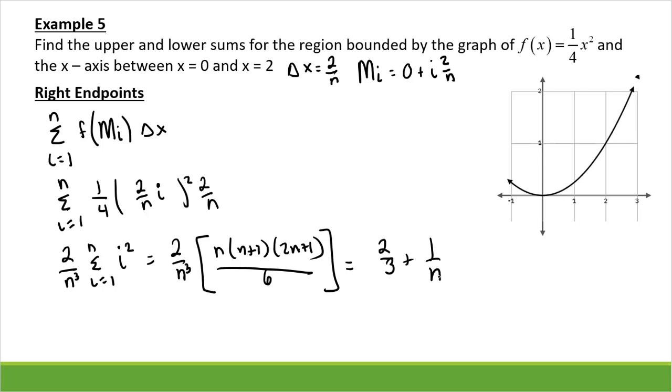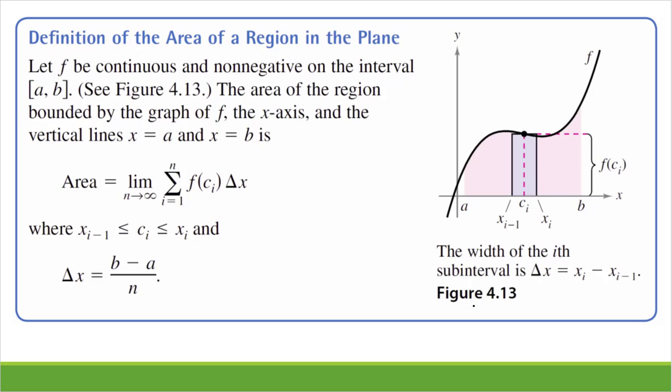What all this means is if f is continuous and non-negative on the interval from a to b, the area of the region bounded by the x-axis is the limit as n goes to infinity of the summation formulas we've been finding. And this is going to be really, really important to us. So again, the area is the limit as n goes to infinity of those formulas.